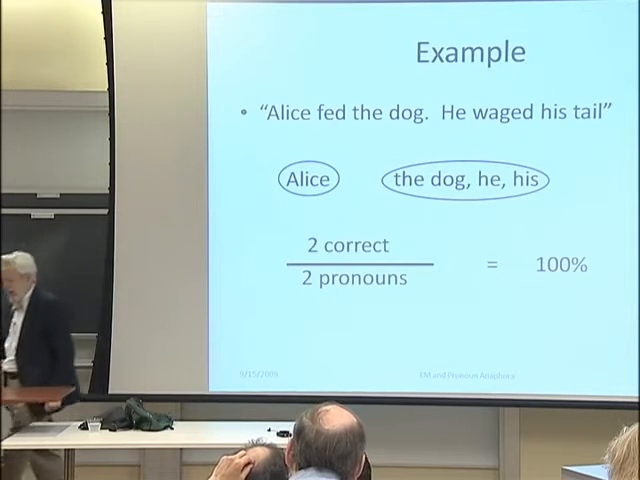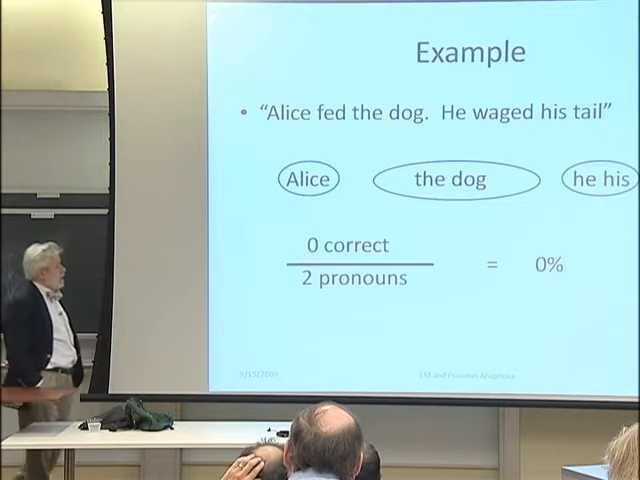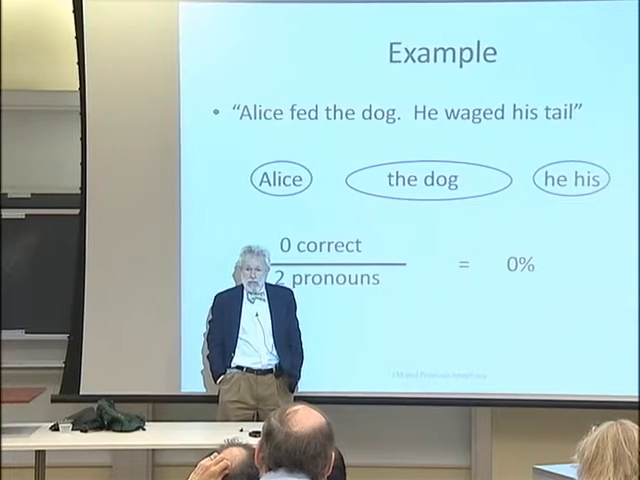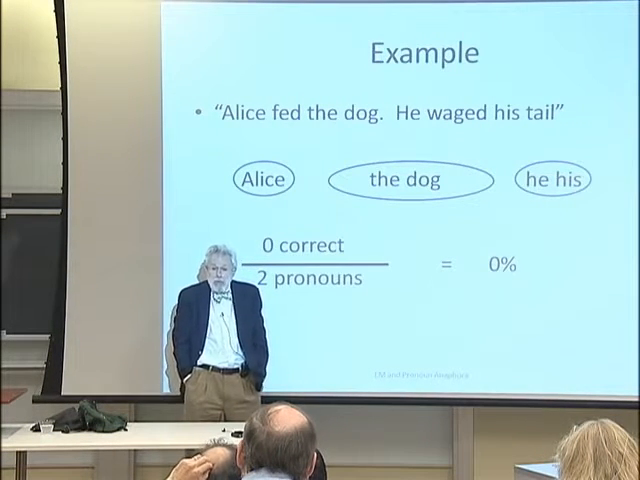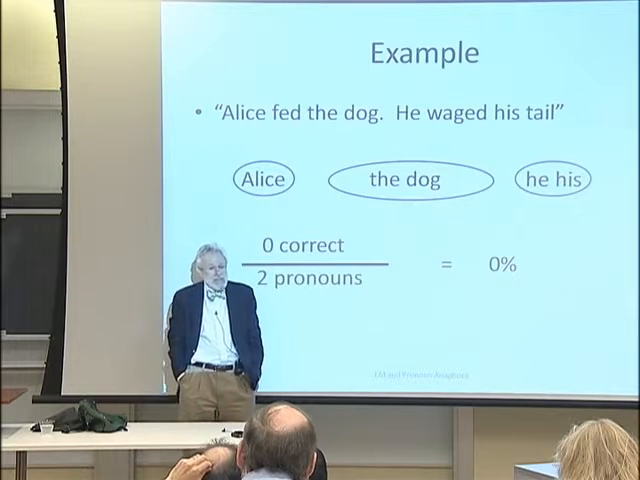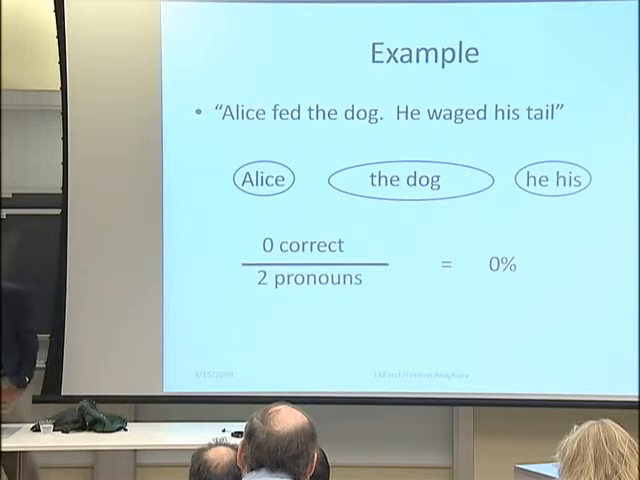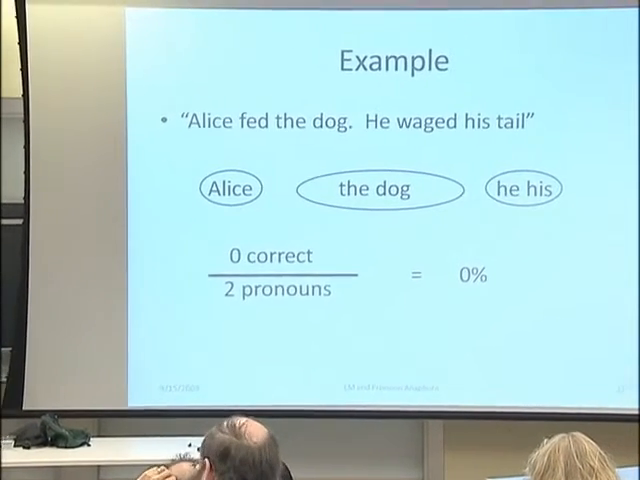Now notice that that has the following property. If you have Alice, the dog, and he and his, the he and his, assuming they refer to the dog, were not put back into the same set from which they came, and thus they are considered wrong, both of them, even though they are in fact co-referential, and this agrees with that.